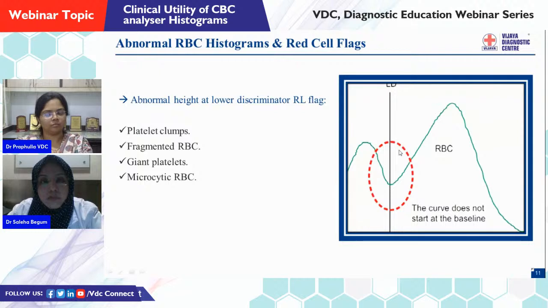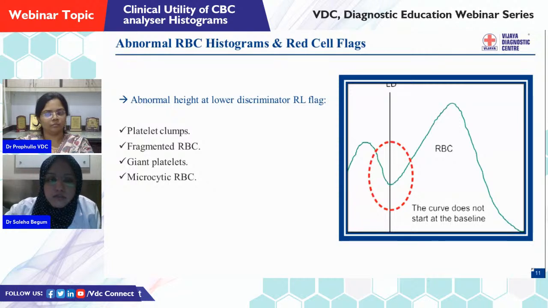Such graphs give a signal as an RL flag in the CBP report, and causes of such RL flagging are platelet clumps, fragmented RBC, giant platelets, microcytic RBC, meaning that there are some particles which are present in significant numbers, which are lesser than the usual detection limit of a RBC graph.